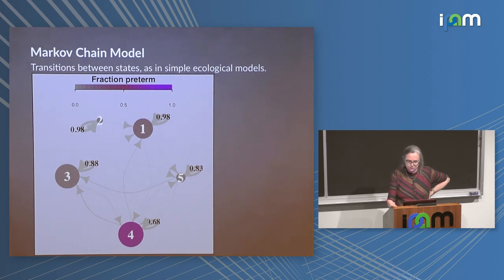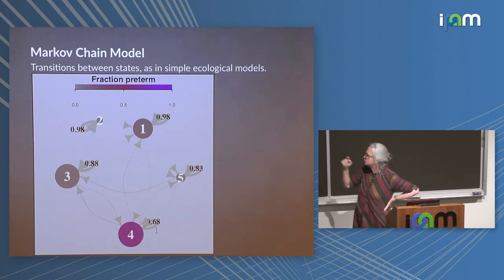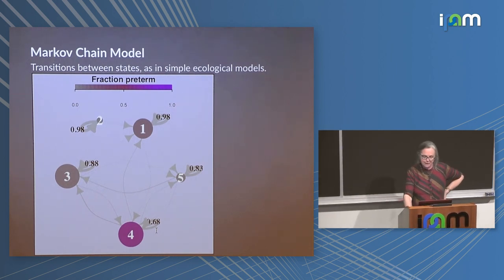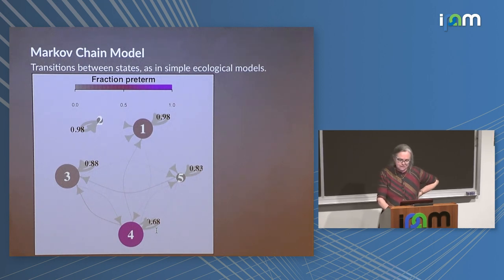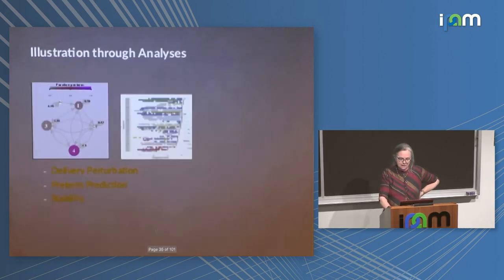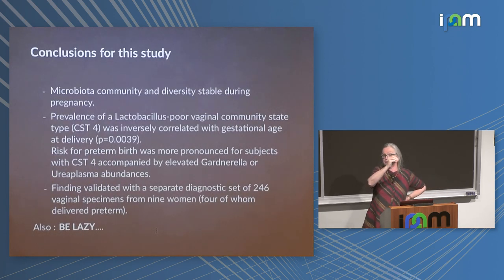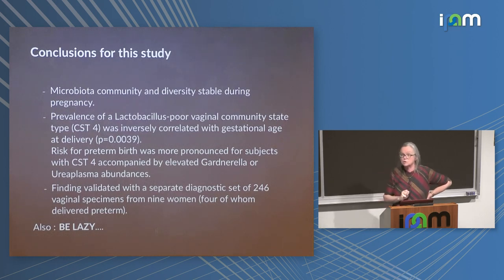And here, this is the most variable. You only stay about 68% in this group four. So we made this Markov chain model, which was useful for comparing the transitions and the stability in the different states. Now, we have been able to conclude from that, for instance, that the stability allowed us to do diagnosis early on.